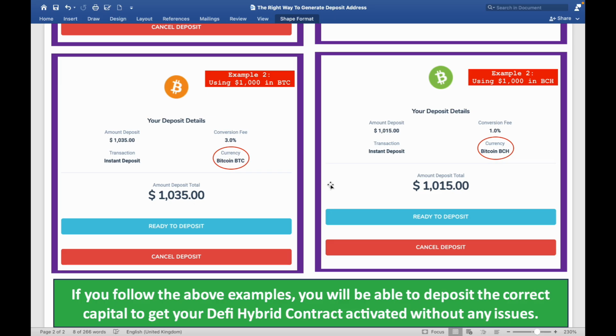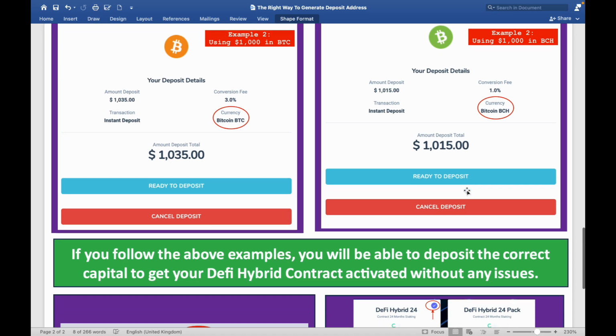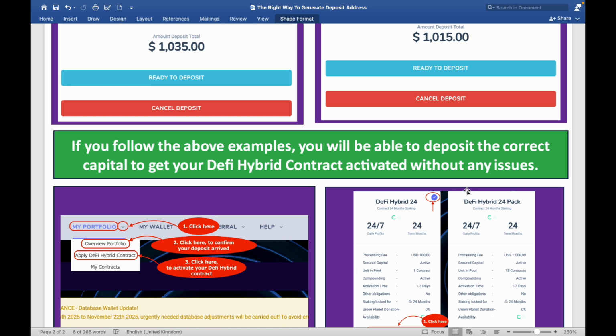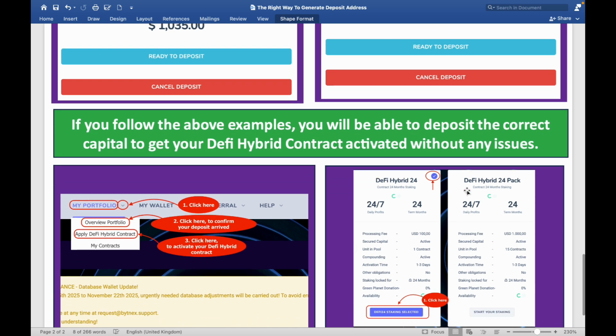On my right hand side here, a second example for somebody that wants to deposit with Bitcoin Cash, you will be able, of course, to generate a deposit address for $1,015. So if you follow the above examples, you will be able to deposit the correct capital to get your DeFi hybrid contract activated without any issues at all.